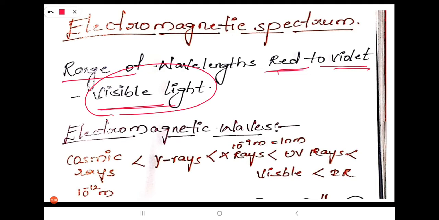Here these gamma rays have the shortest wavelength, and radio waves have the longest wavelength. Gamma rays have the shortest wavelength and radio waves have a greater wavelength, right? But our eyes are sensitive only to visible light. That's why the range of wavelengths from red to violet is known as visible light.